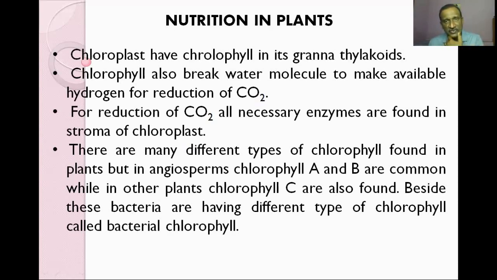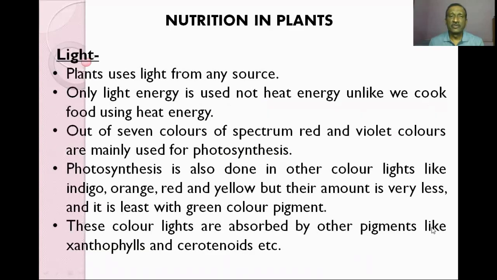But most of the plants which we see around us have only two types of chlorophyll, chlorophyll A and B. And besides these, there are some other types of pigments also found, that is xanthophylls and carotenoids. Next, the most important, that is light, from which the name photosynthesis comes. So the plant uses light from the sun or from any other source.